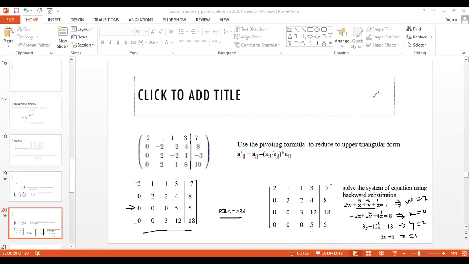Yeah. Okay. So let's move on to the next topic, which is using the Gauss-Jordan technique. So we're going to look at the Gauss-Jordan technique.